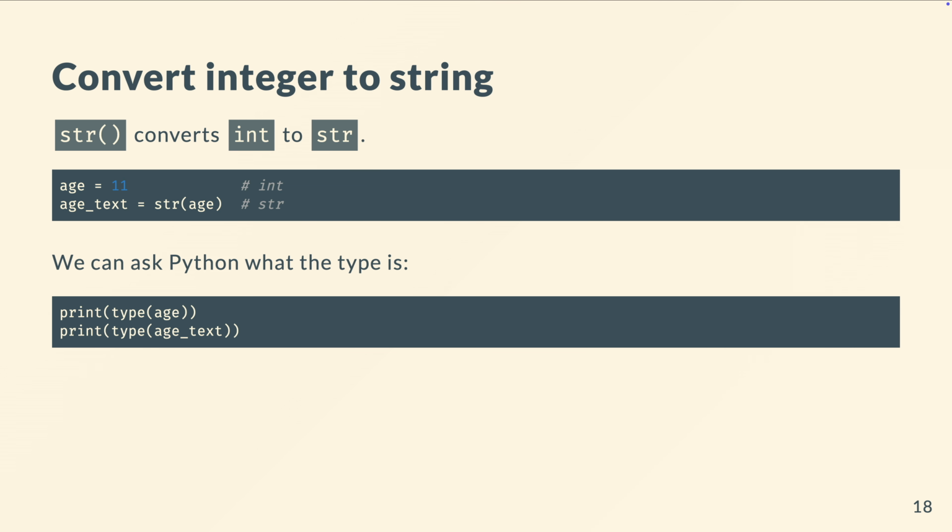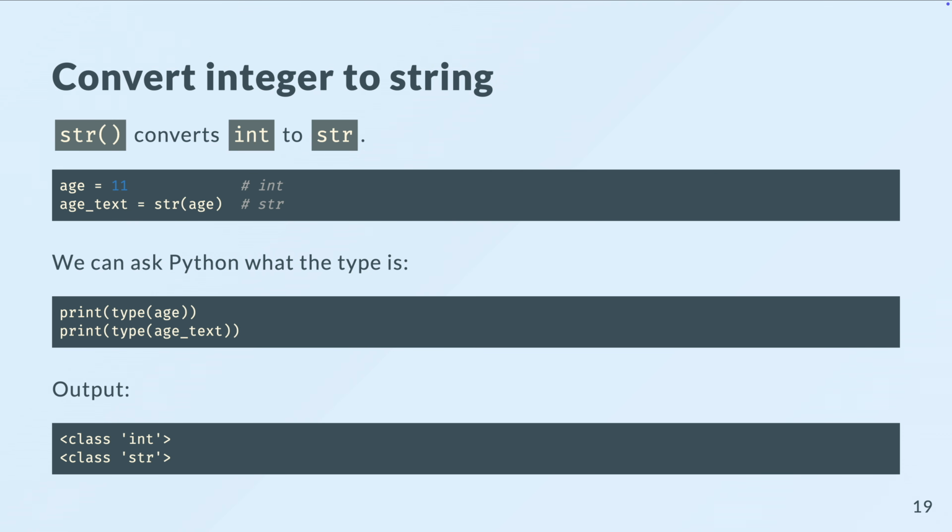Now we check types of the two variables, age and age text. We can print type of age and type of age text. This tells us what Python thinks each value is. Here is the output. Python shows that age is class int, and age_text is class str, meaning a string.